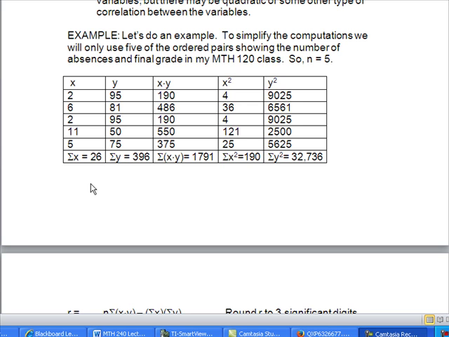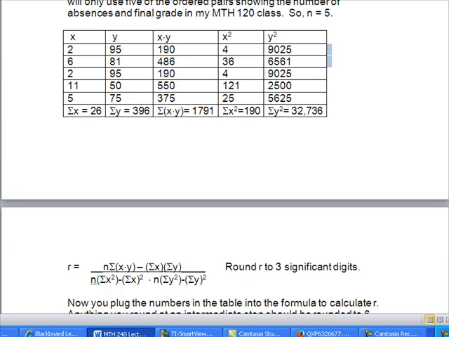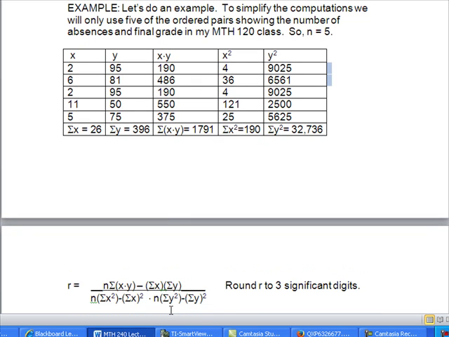So what we want to see is, is there a correlation? Is there a relationship between the number of absences and the final grade in the Math 120 class? If we take a quick look at our formula down here at the bottom, we need to know the product of x and y, the x squares and the y squares, and we need to add up all of these columns. So I computed x times y, squared the x's, squared the y's, and then summed up all these columns. It took a little while to do the computations.